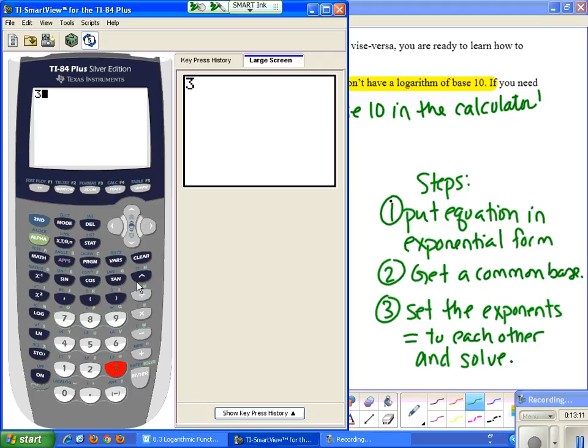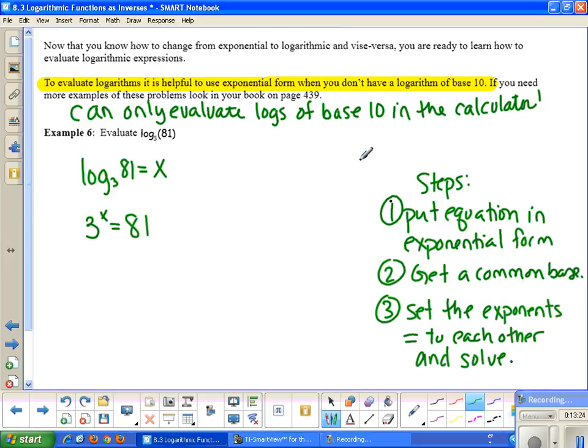So if I do 3 to the second power, I know it's 9. 3 to the third power we know is equal to 27, just to show you. And let's try 3 to the fourth power. 3 to the fourth power is 81, so now I know I can get a common base of 3, since the base right here was 3.